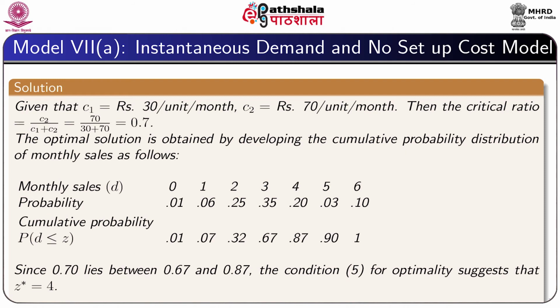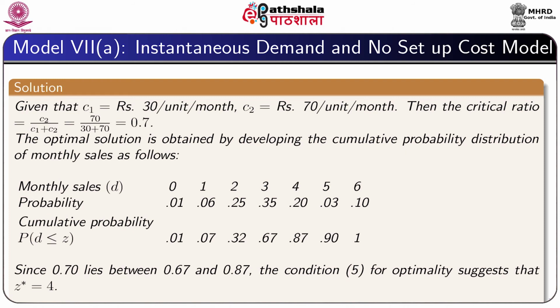From this problem, we see that C1 equal to rupees 30 per unit per month, that is the holding cost, and the shortage cost C2 is rupees 70 per unit per month. Then we have the critical ratio C2 by C1 plus C2 is equal to 0.7. The optimal solution is obtained by developing the cumulative probability distributions of monthly sales as follows.